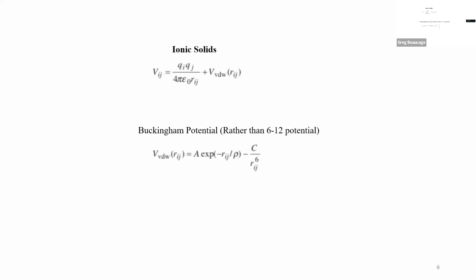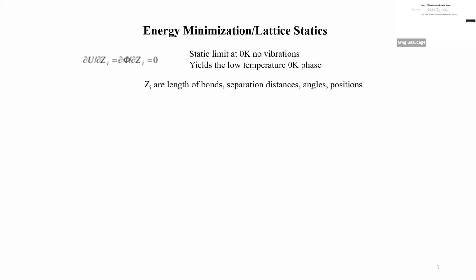This is from a book, and he's saying the same thing. This is the Buckingham potential. So 6-12, but you replace the 12 with this exponential, which is almost the same function. So it's just like a preference. Anyway, that's your energy minimization thing.